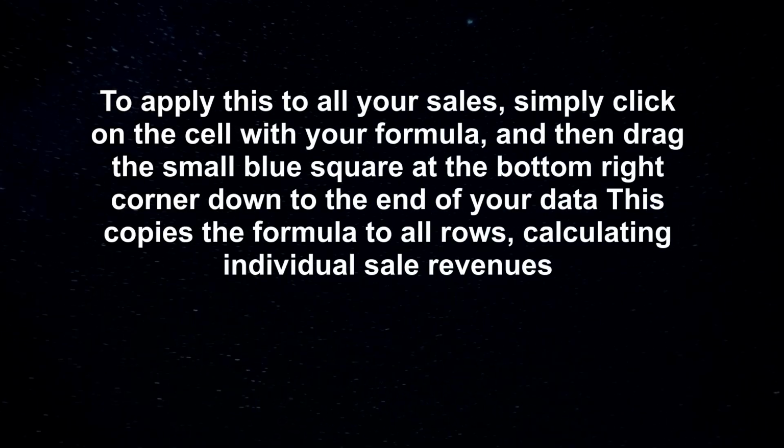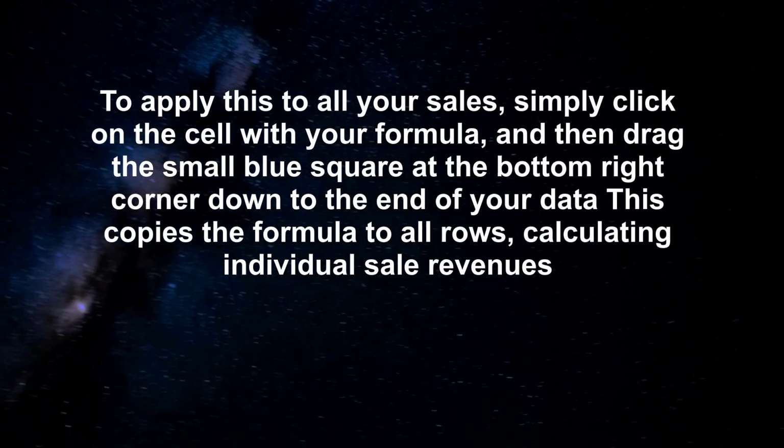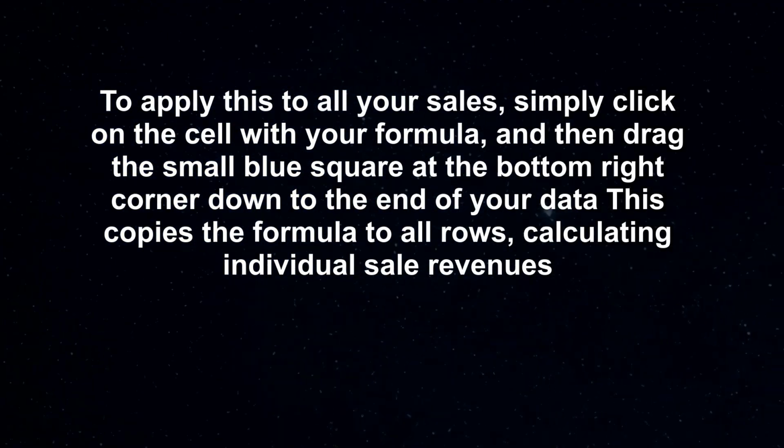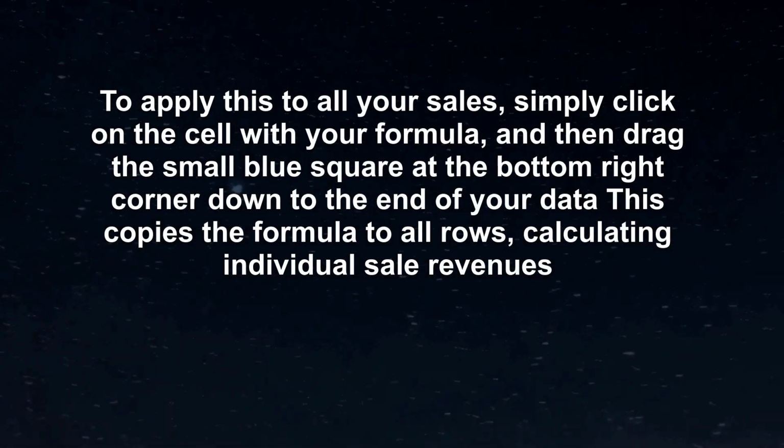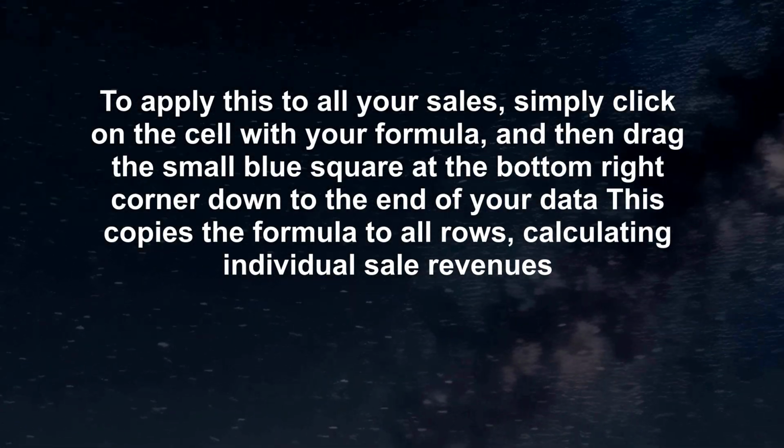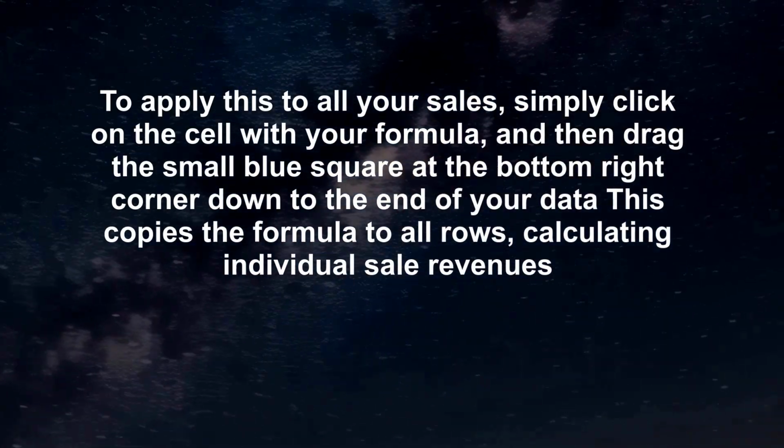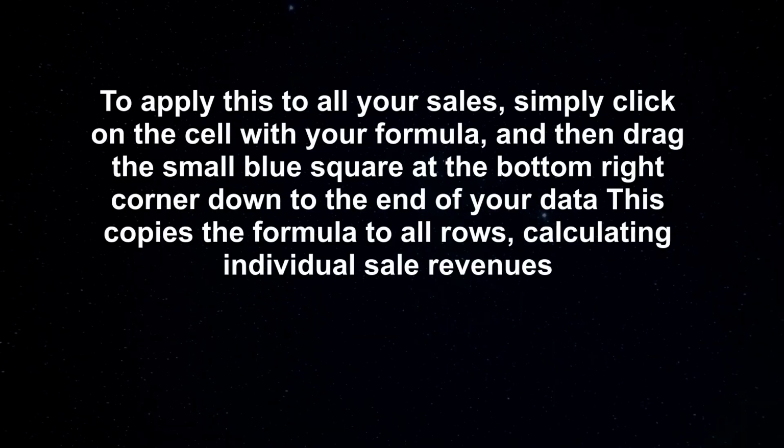To apply this to all your sales, simply click on the cell with your formula, and then drag the small blue square at the bottom right corner down to the end of your data. This copies the formula to all rows, calculating individual sale revenues.